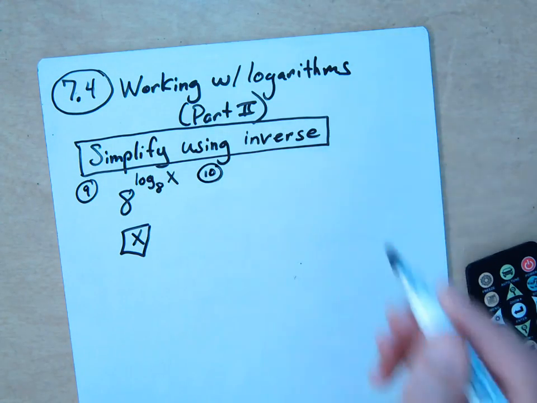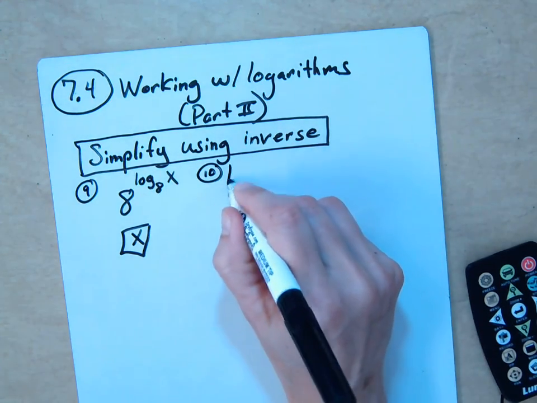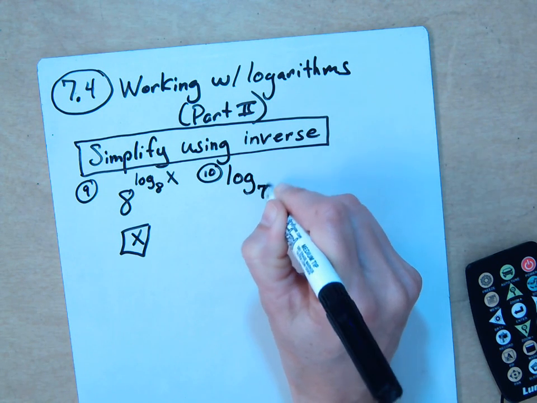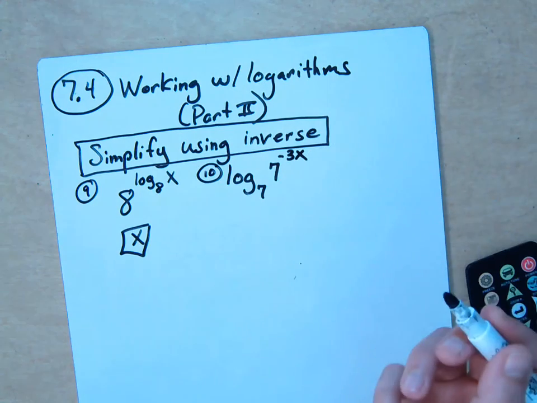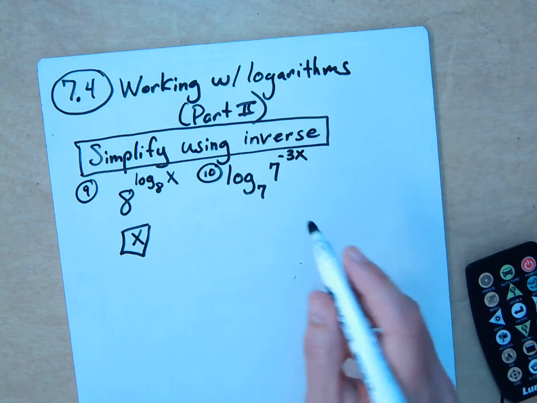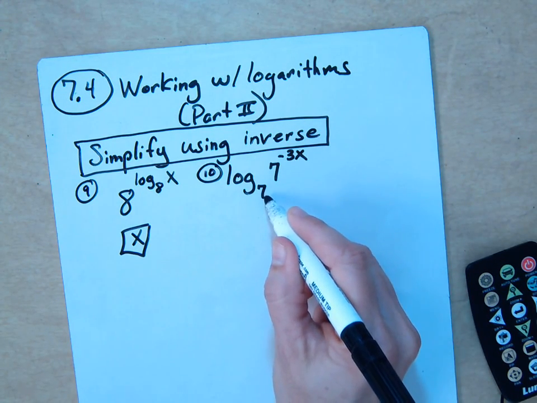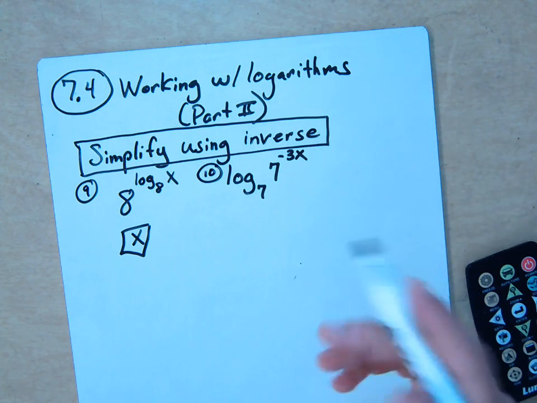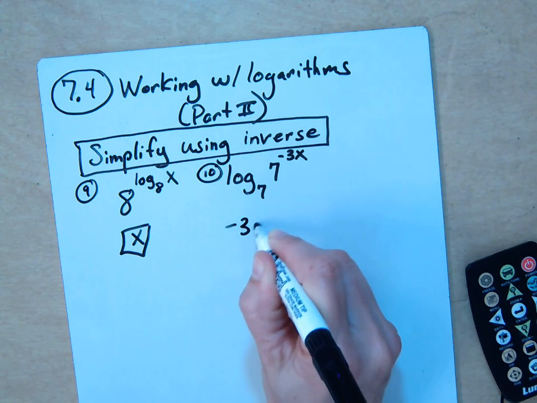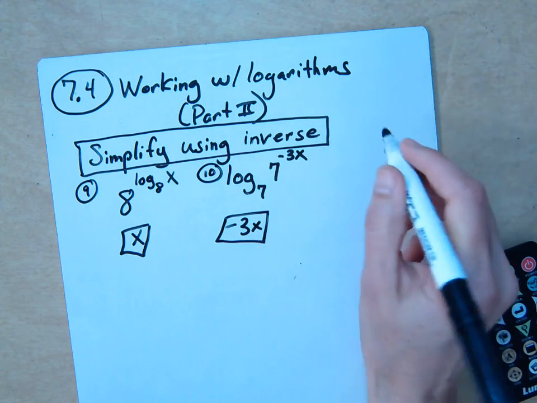And then we move on. It's that easy. So let's try log base 7 of 7 raised to the negative 3x. What do you think the answer is? We have a base of 7, and we're doing 7 raised to a power. They undo each other. So the answer is negative 3x when you simplify.